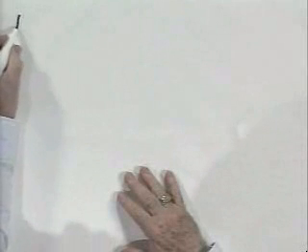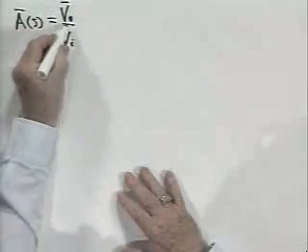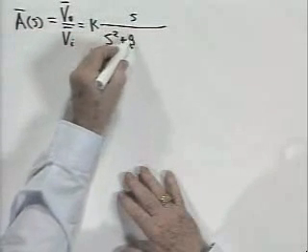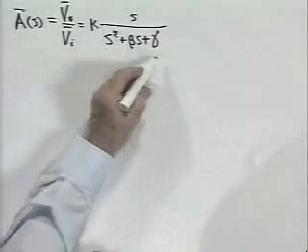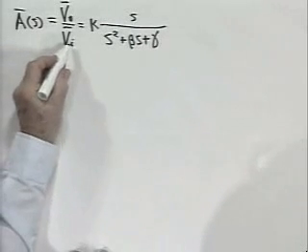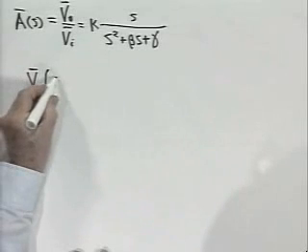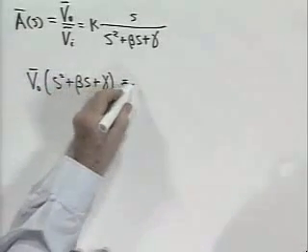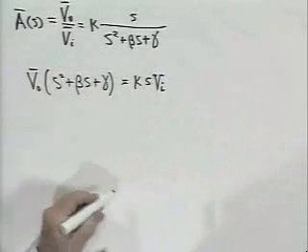Let me repeat it here. A of S, which we defined as V0 complex amplitude divided by V sub I complex amplitude, is a constant K times S over S squared plus beta S plus gamma. And all these constants, beta, gamma, K, are positive real numbers. Let me write this out now. Just multiply both sides by v sub I and by this quadratic. So we get v sub O complex amplitude times s squared plus beta s plus gamma equals K times s times v sub I. Same equation, just cross-multiplied.